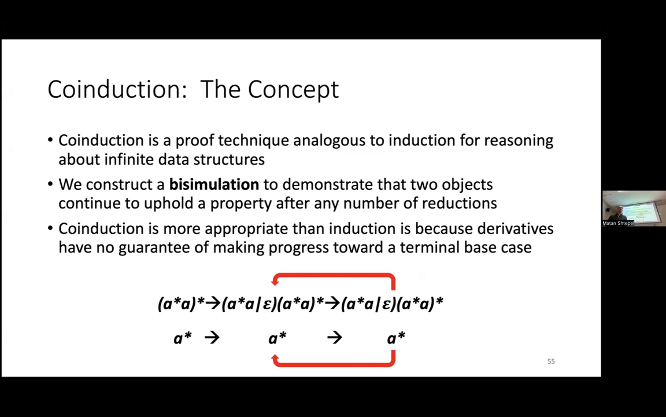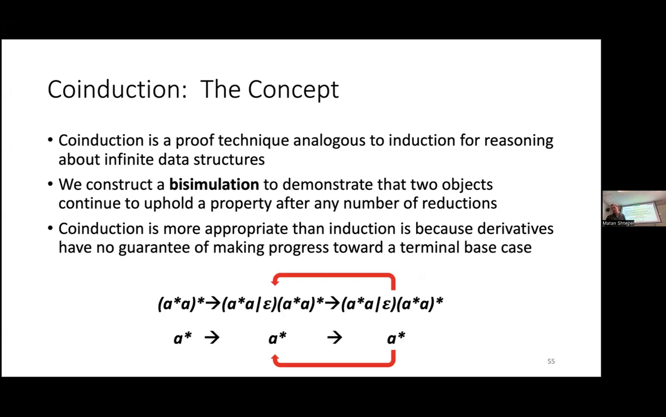The mutual property that we want them to uphold is the absence of counterexamples, and the reduction is movement along these chains of derivatives. Co-induction is more appropriate for our purposes than induction is because, as I mentioned before, derivatives have no guarantee of making progress toward a terminal base case. That's why we need to think about chains of derivatives as potentially infinite objects. And we can take advantage of cyclic patterns in these derivative chains to establish our bisimulations.